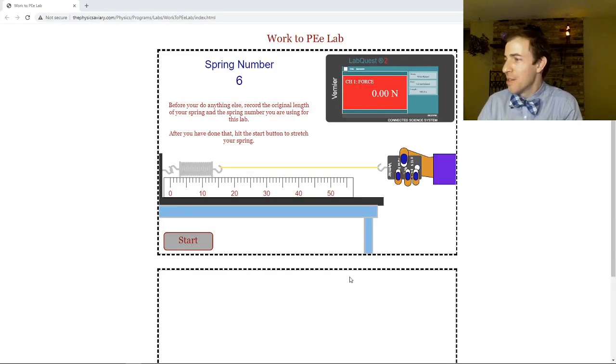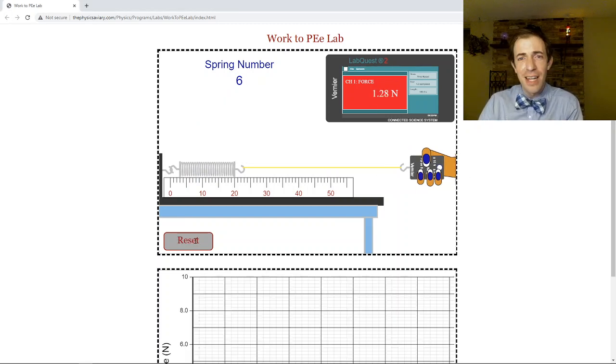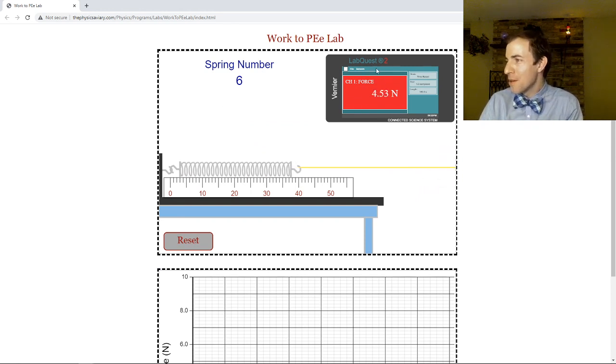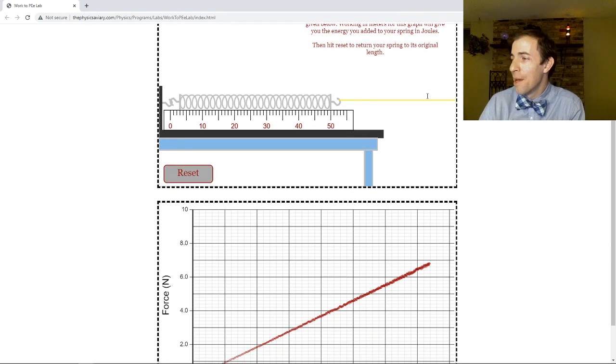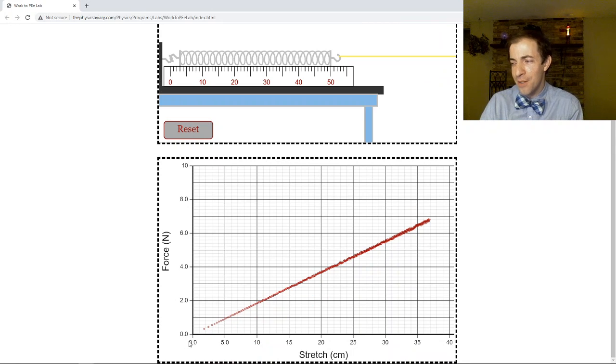In this simulation, we have a spring that is hooked up to a force probe. That force probe is being read out here in newtons. If I start, I can pull that spring and see what happens to the force. As I'm pulling it, the force is getting larger and larger and larger. If I just wanted to hold it, the force would stay constant. But if I want to continue stretching it, the force gets bigger.